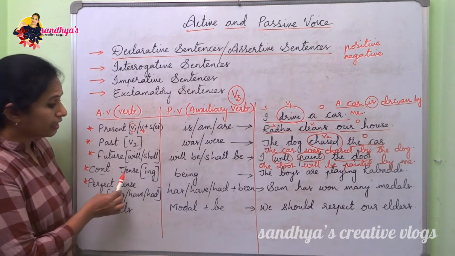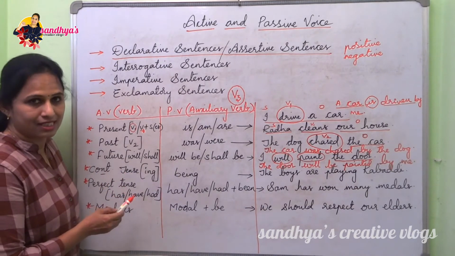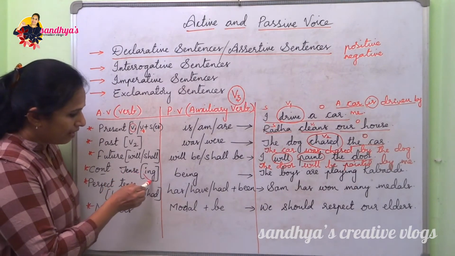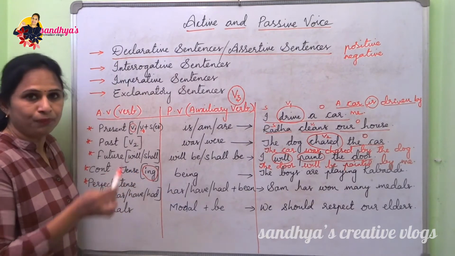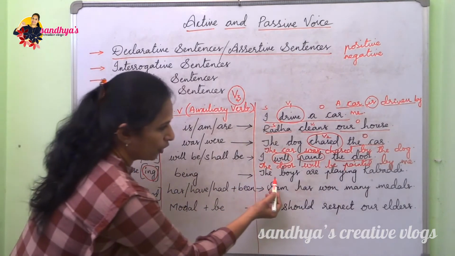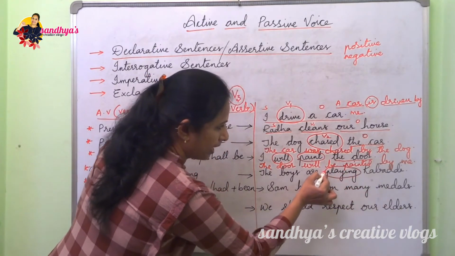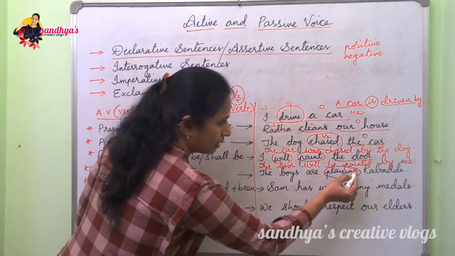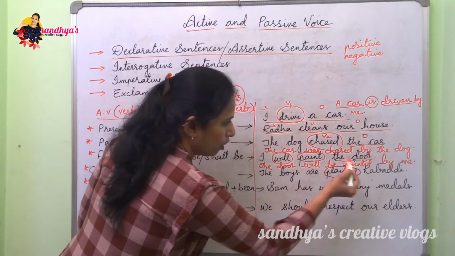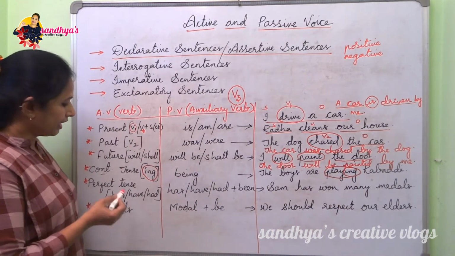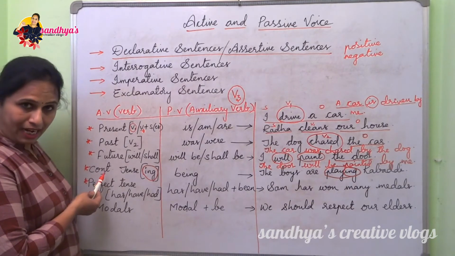Now coming to continuous tense. What is this continuous tense? In the sentence, you will have an ing form added to the main verb. See, the boys are playing kabaddi. In this, playing is the main verb. For this main verb, see, ing form got added. So that's an indication to say that it is in continuous tense.